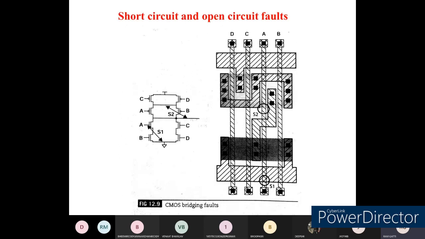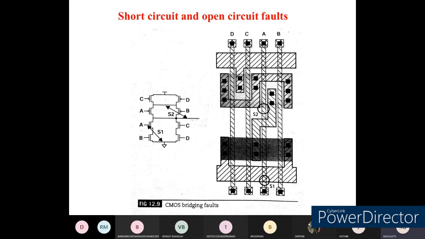And one more type of fault model that we are going to use in the VLSI subsystem is the short circuit and open circuit faults. You can see in the diagram the shorted faults, which we also call bridge faults, as depicted in the bridge diagram.